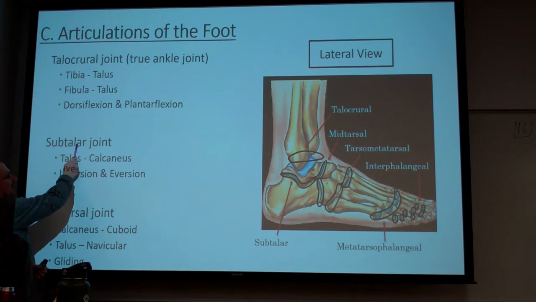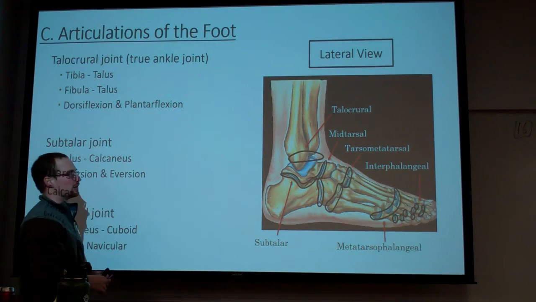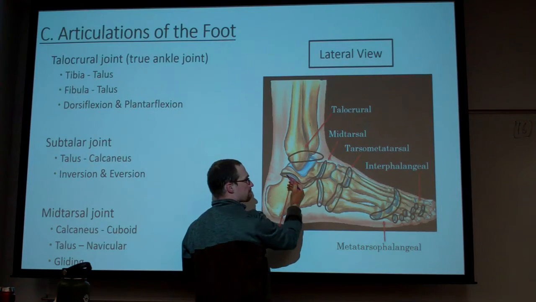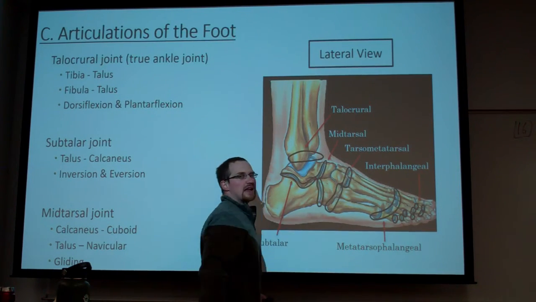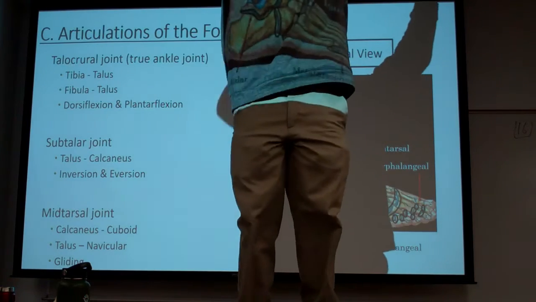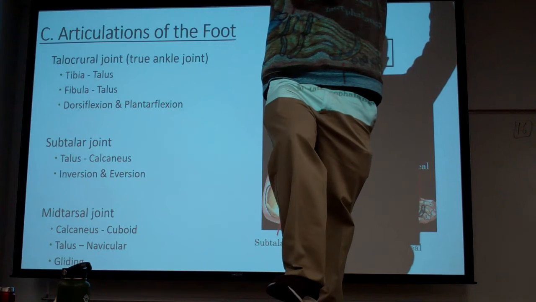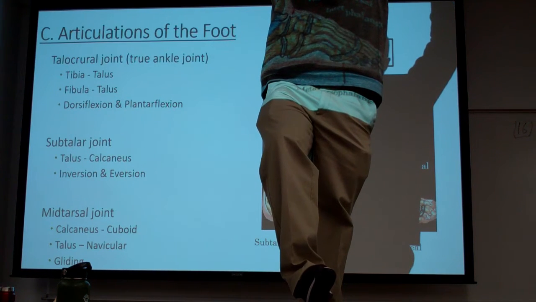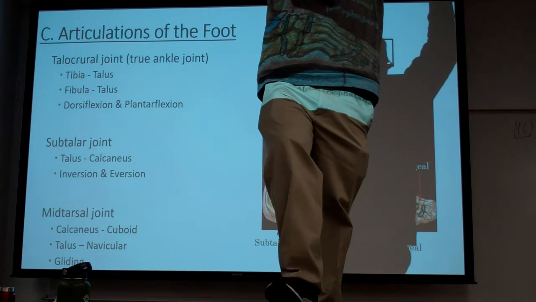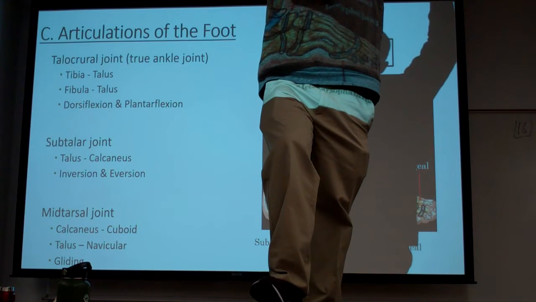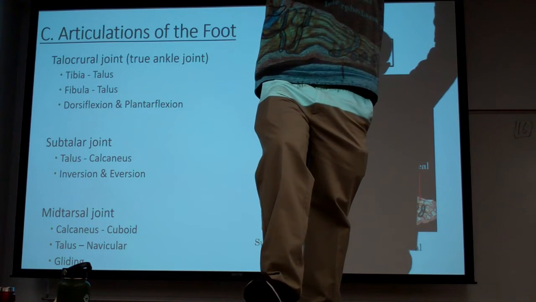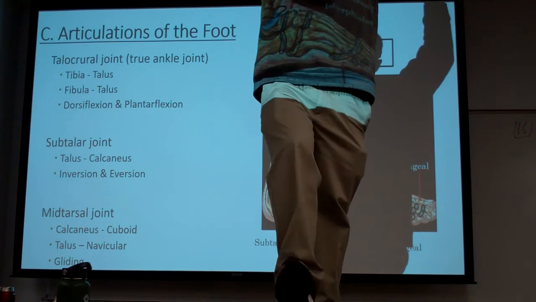However, the subtalar joint, sub meaning submarine or underneath, talar, talking about the talus, that's where the talus and the calcaneus articulate. That's going to be right here. Now, this joint is what allows your foot to do inversion and eversion. Inversion, the bottom of your foot pointing in. Eversion, bottom of your foot pointing out. So we see this motion. We can move our ankle all the way around.